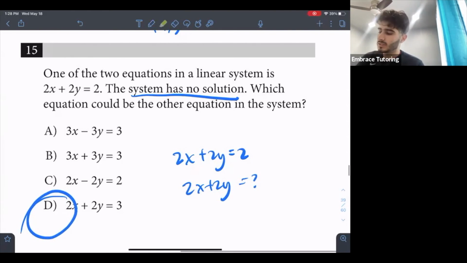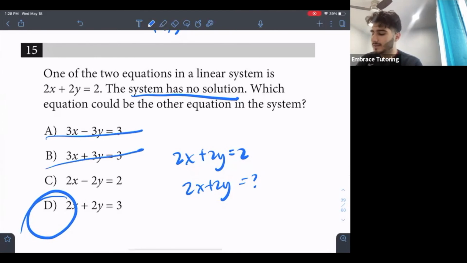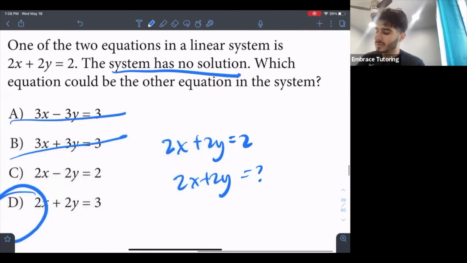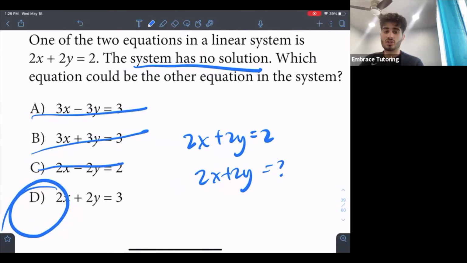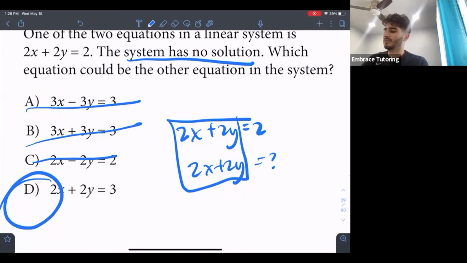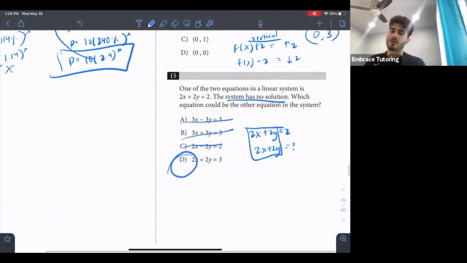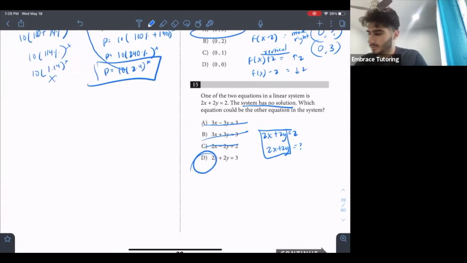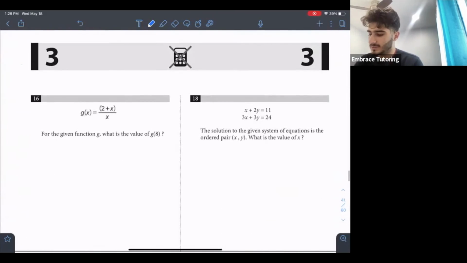A would not make sense because if you solve it, you'll get some answer. Same thing with B. C, if you do it, you'll get a certain value. But having no solution means you have the same x and y, an identical left side, but different outputs, which means only choice D would be the correct option for this question. So that's how you solve this question. Just know that if there's no solution, then have the same variables but different outputs. Now we're moving to the gridding questions.